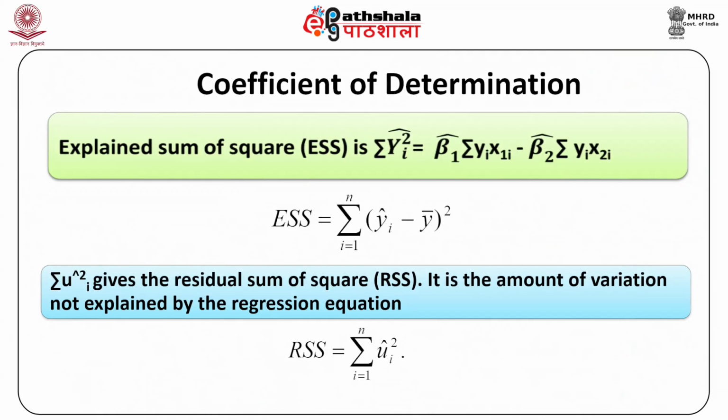The explained sum of squares, which is ESS, is sigma y hat squared i, which is equal to beta hat 1 summation yi x1i plus beta hat 2 summation yi x2i. ESS is simply the variation of the estimated y around its mean. ESS is equal to sigma i moving from 1 to n, in bracket, y hat i minus y bar, the whole square. Sigma u hat squared i gives the residual sum of squares, RSS. It is the amount of variation not explained by the regression equation. RSS is equal to sigma i moving from 1 to n u hat i squared.